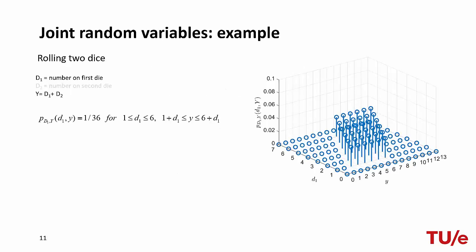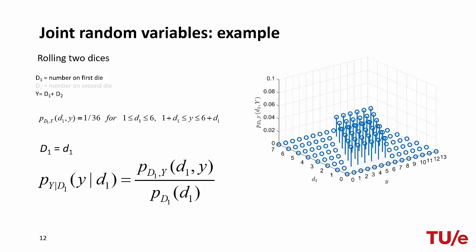Let us now see how this works in practice. In this example, however, we are no longer interested in d1 and d2, but in d1 and y, which is the sum of d1 and d2. The joint PMF for this case is similar. It is again equal to 1 over 36 for each d1 and y in the range, but this time the range has changed. d1 is still defined for all integers between 1 and 6, while y is defined for all integers between 1 plus d1 and 6 plus d1.